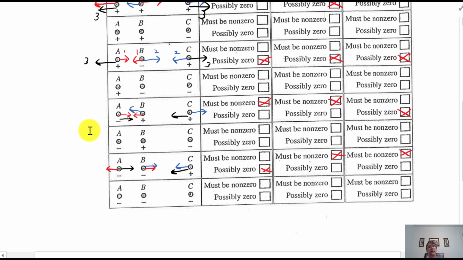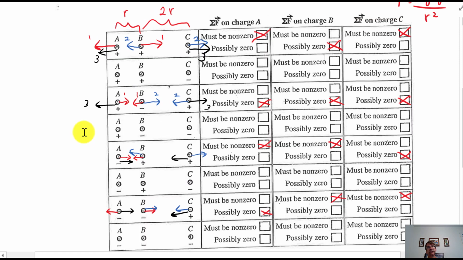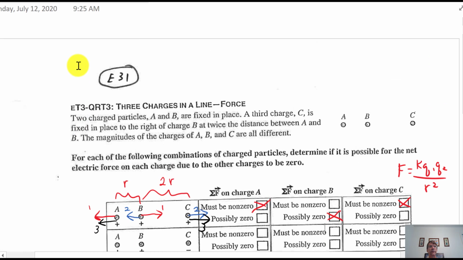And then once again, you can see the pattern. The net force on A and B must be non-zero, and for C, it possibly could be 0. Once again, whenever the two arrows are opposed to each other, you get a possibly 0 answer. And that's how you approach each of these problems. So that's how you find the solutions for each individual part of this. That's number 2, or what I call E31. All right. Next problem.